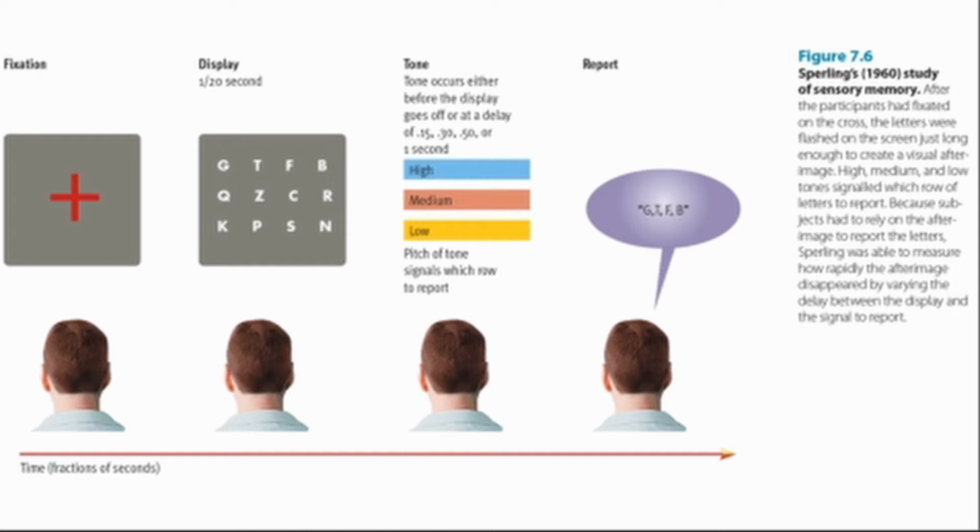Next, we have a display, an exposure to a bunch of visual stimuli. So here we have 3 lines of 4 different letters each. And so they could randomize the letters, you could include numbers, you could include a couple of different things here. Letters and numbers are the most common. So that would be flashed on the screen for just a fraction of a second. So here it's listed as 1/20th of a second, so very, very briefly. But entirely enough for our sensory receptors, for our visual receptors to pick up on that information.